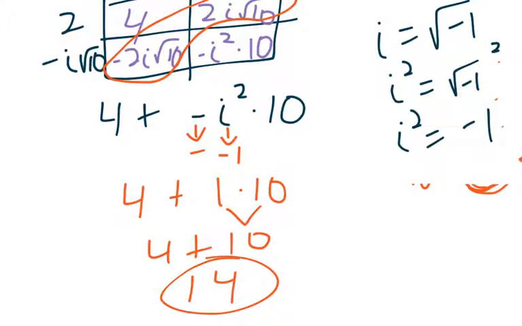So difference of squares gets rid of those i's, and then i squared is negative 1. And that's really the main idea here.